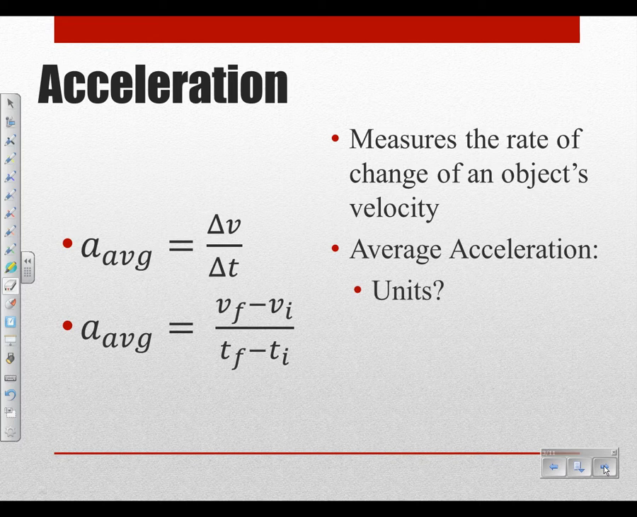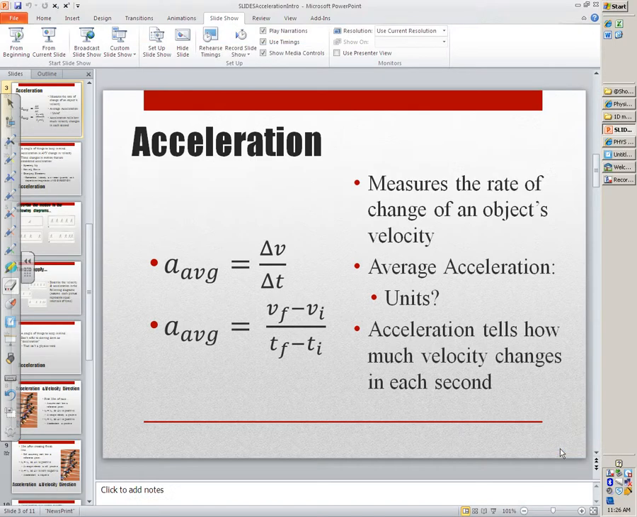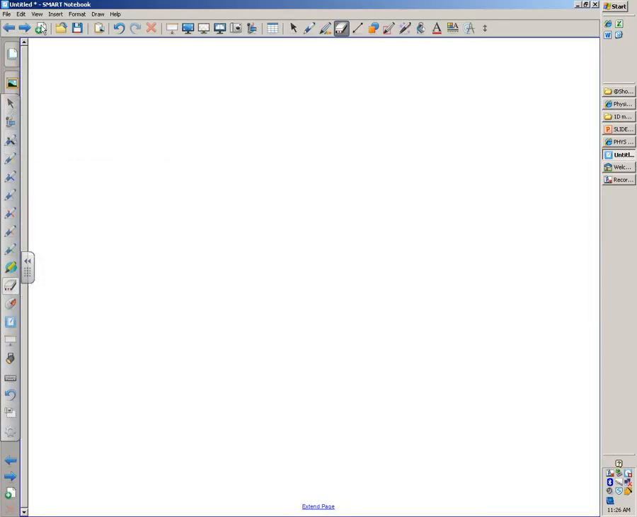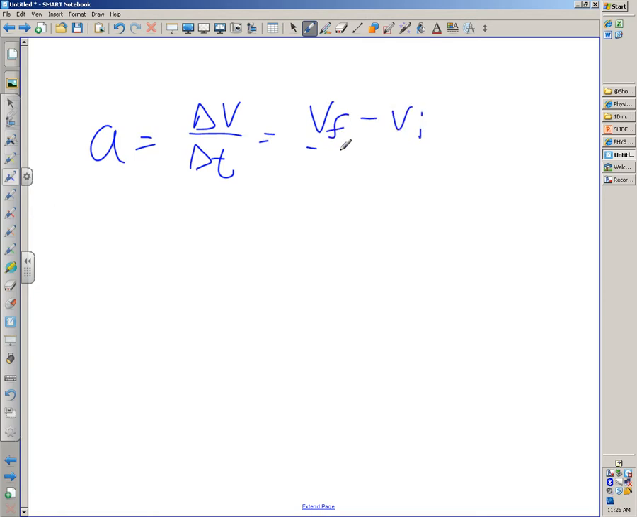We're going to find that the actual unit on acceleration is a descriptive unit as far as what acceleration tells us, but writing it is somewhat complex. So let's get out of here just for a second. Okay. We just established that acceleration was delta V over delta T, and that we calculate that with V final minus V initial over T final minus T initial.